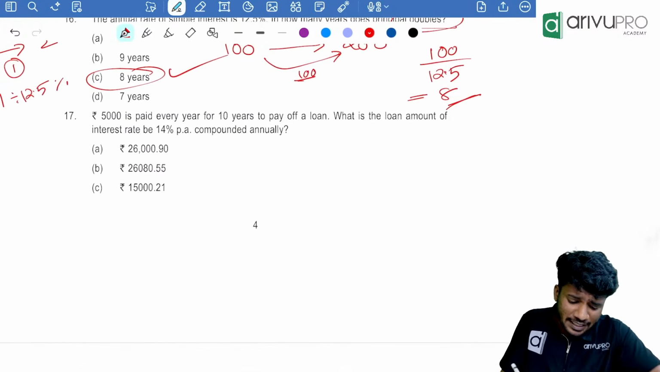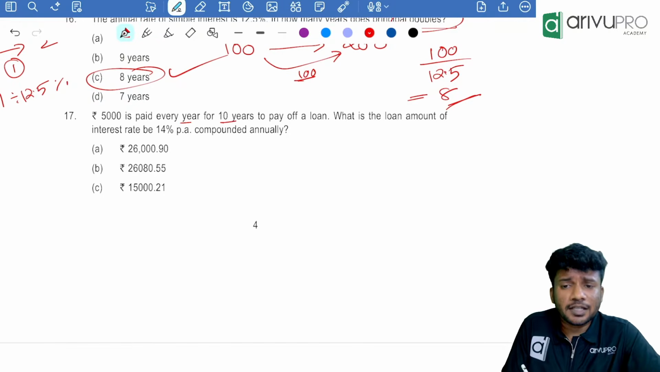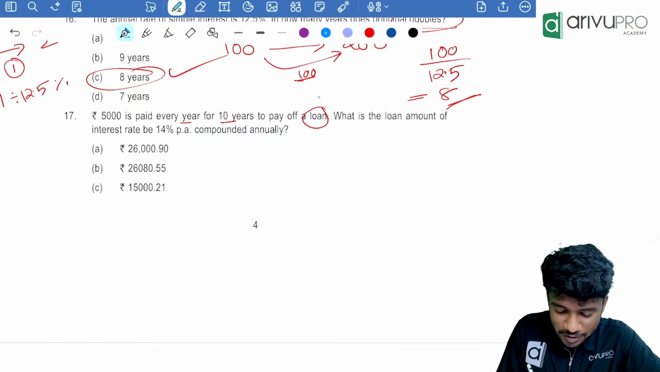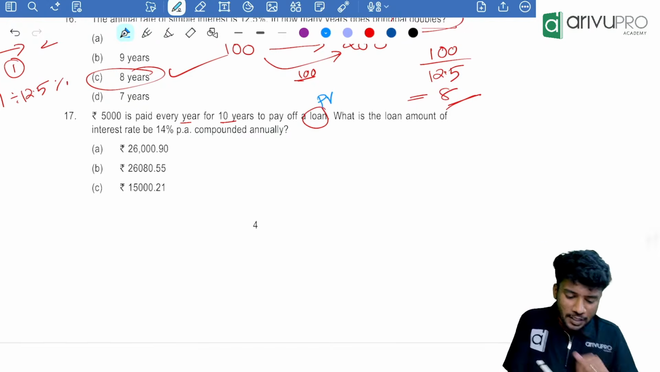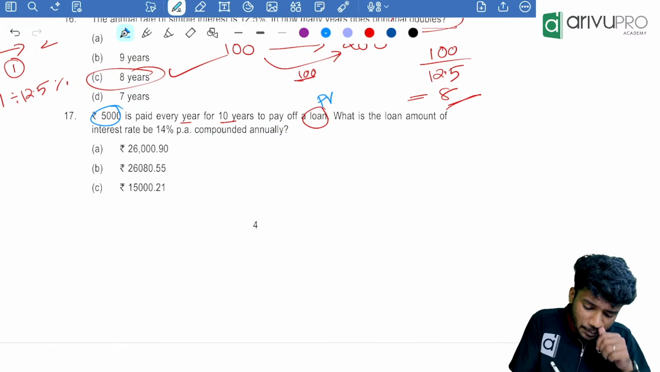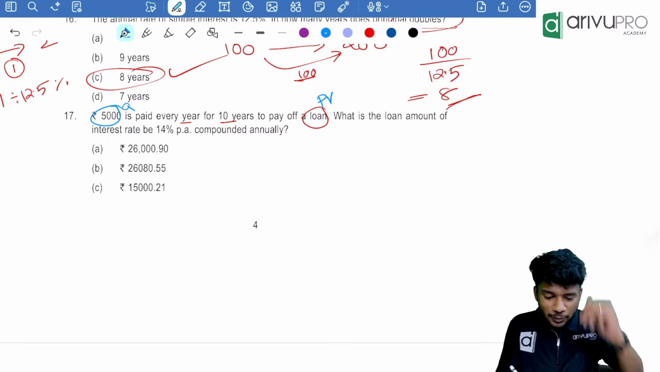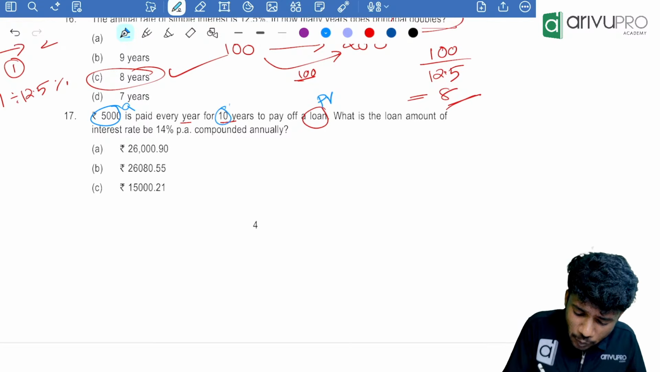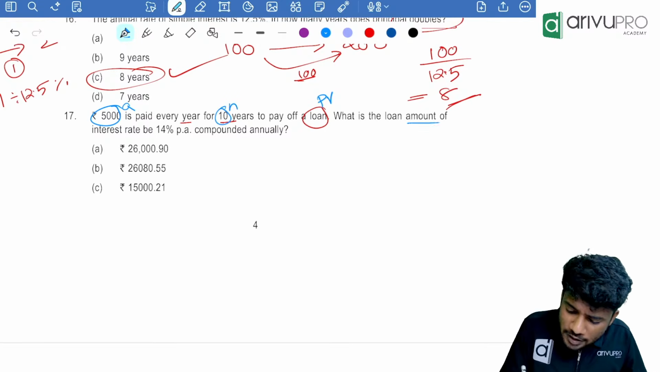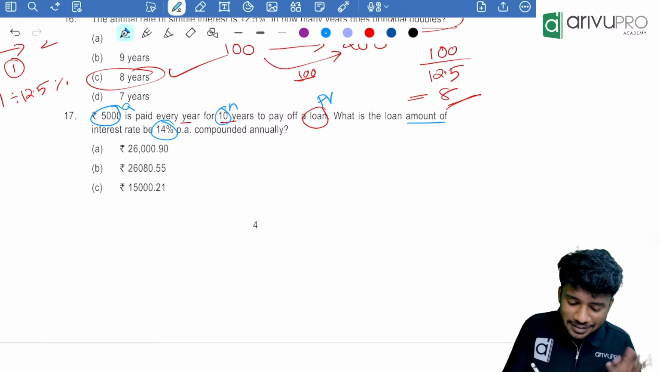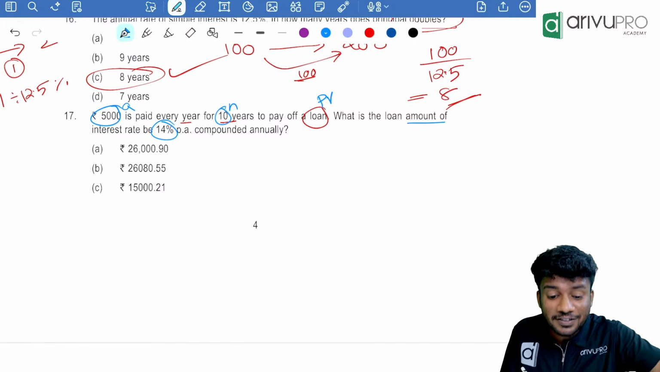Next one. 5,000 is paid every year for 10 years to pay off a loan. Loan means what? Whenever loan is involved, you should understand the question is based on what? Present value. Here 5,000 is paid every year means what? A or annuity is how much over here? That is 5,000. For 10 years, N is equal to how much? 10 years. What is the loan amount if the interest rate is 14% per annum? I is also given. Everything is given right in front of you.